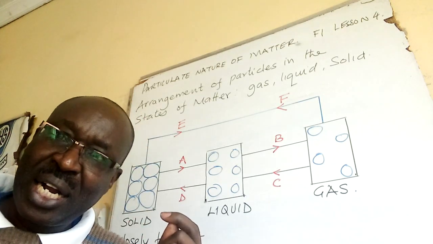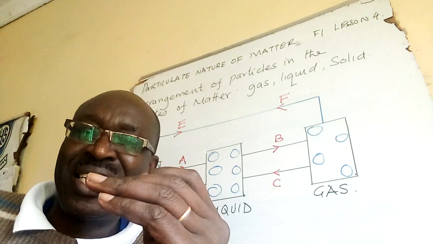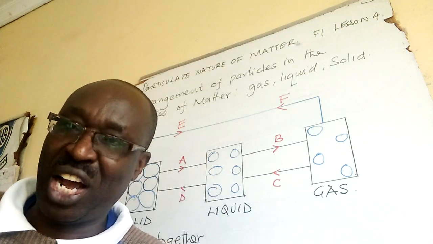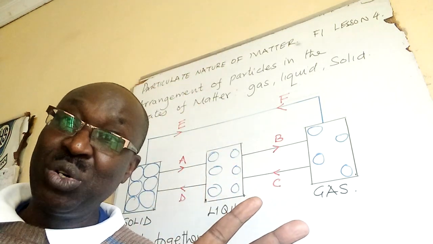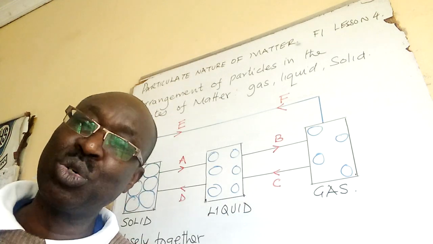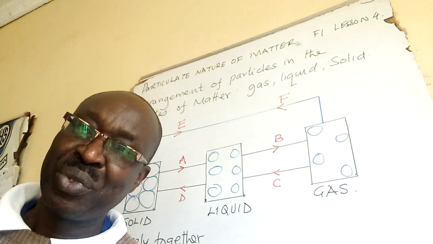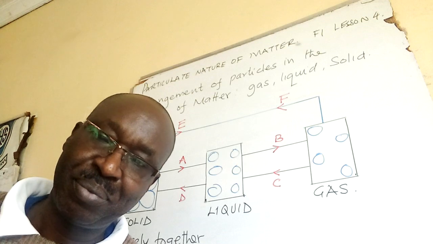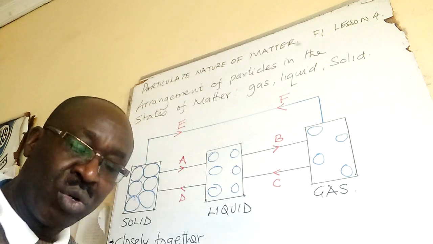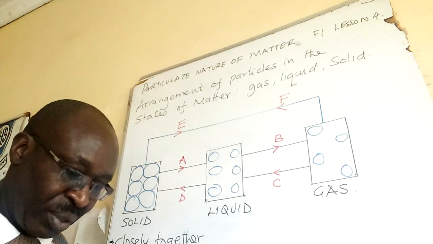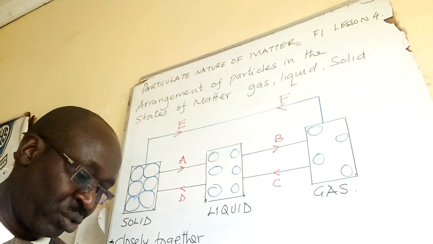Now, let us look at this gas. Suppose it loses heat, it loses temperature. If it loses temperature, it changes back to liquid. And if this liquid loses temperature, it will change back to solid. Okay? Now, from gas to liquid, that process is known as condensation.